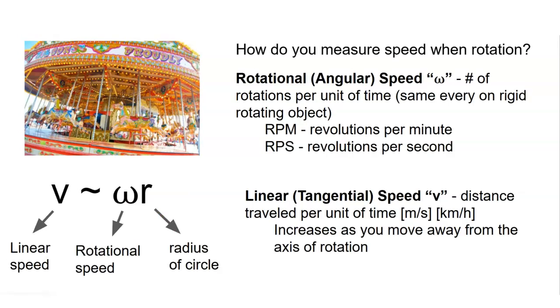So there is a relationship between linear speed and the angular speed or the rotational speed. The linear speed is proportional to the rotational speed, so how fast it's rotating. If it's rotating real fast, you're going to have a greater linear speed. But it is also affected by how far you are from the center of the circle, so the radius of the circle. If you are closer to the edge of this merry-go-round, you're going to have a greater linear speed. If you're closer towards the center, you'll have a smaller linear speed.